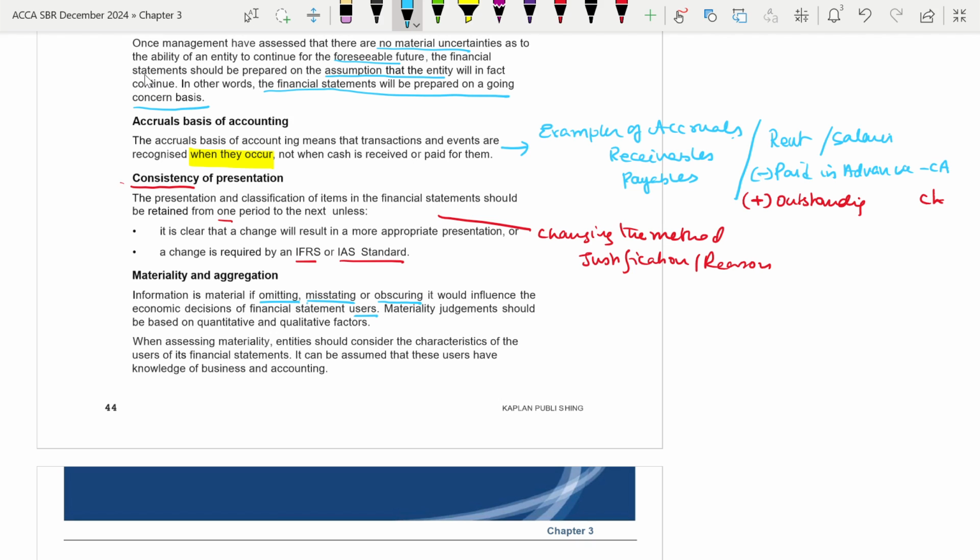Material judgment should be based on quantitative and qualitative factors. The same materiality that we have done in auditing will be continued. When assessing materiality, the entity should consider the characteristics of financial statements.